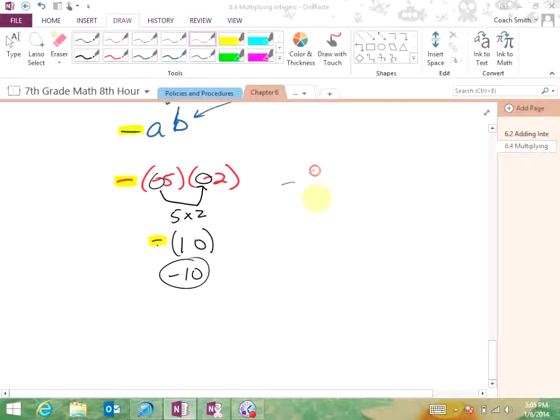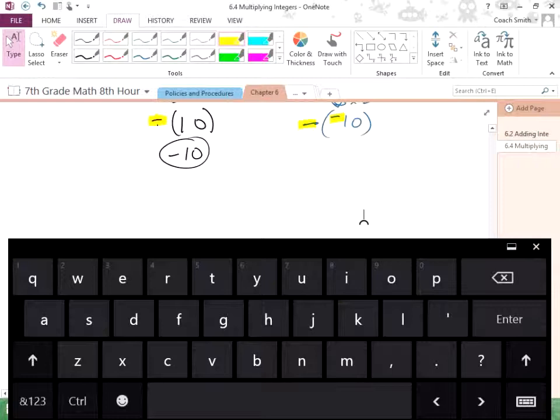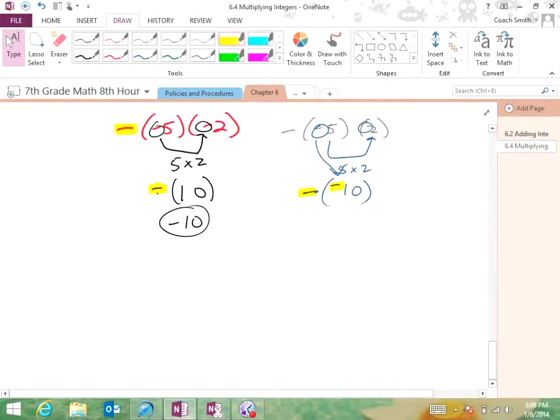Okay, so let's say it would have been that right there. Negative sign out in front, negative 5 times 2. Well, that changes a little bit because now we go 5 times 2, which is 10, but I have one negative sign, so I bring it down. So there's a negative 10 in the parentheses, and a negative sign on the outside. Now I have two negative signs, so that means it's positive, and it's a positive 10.